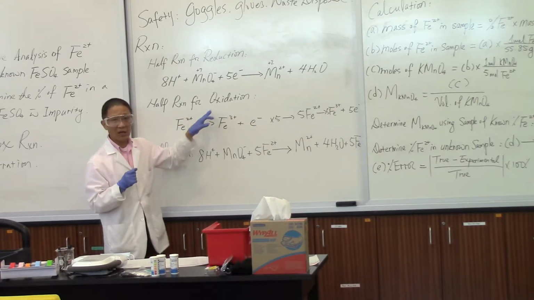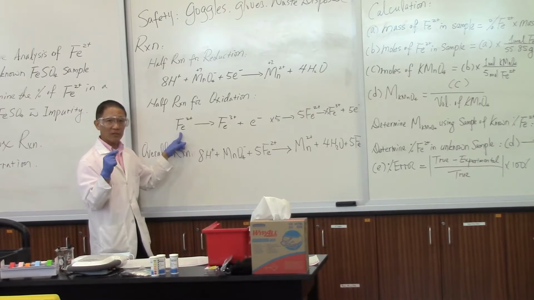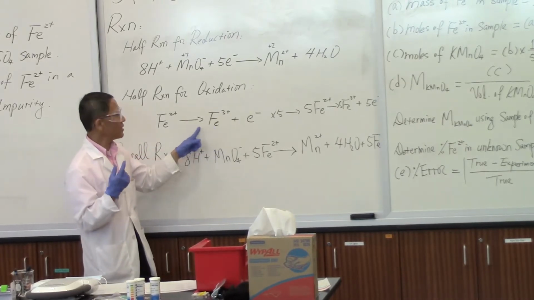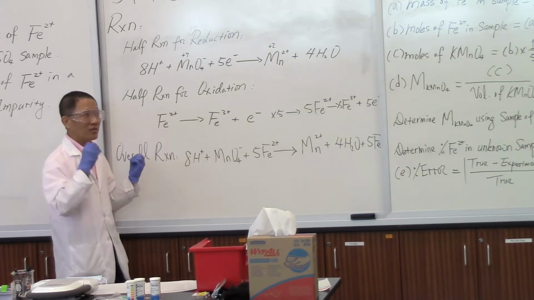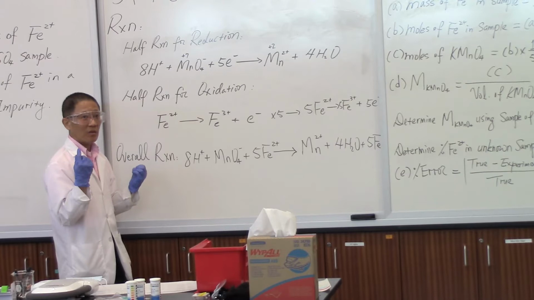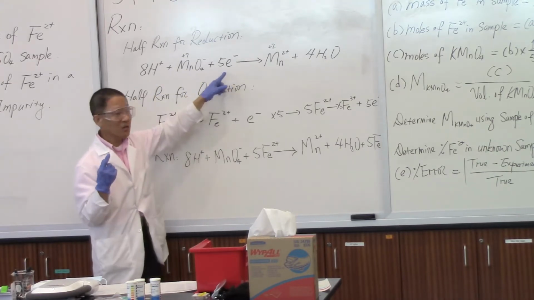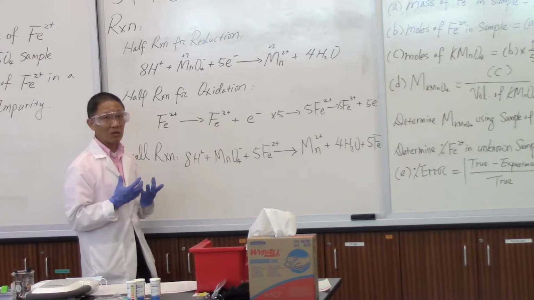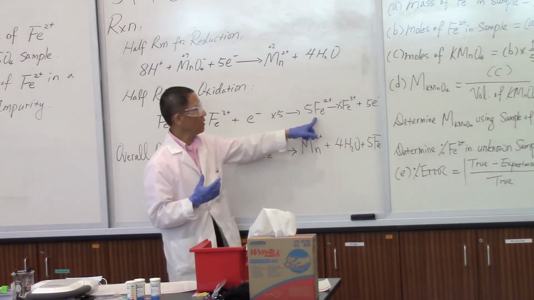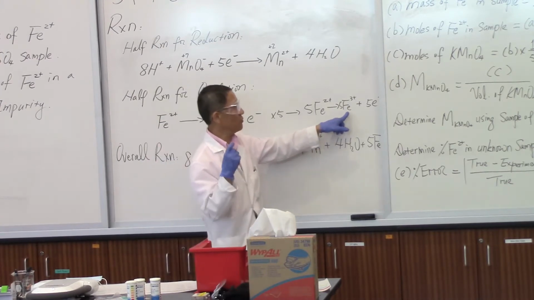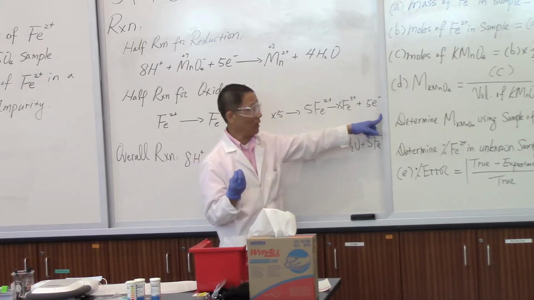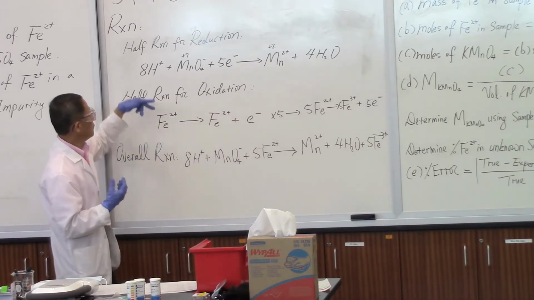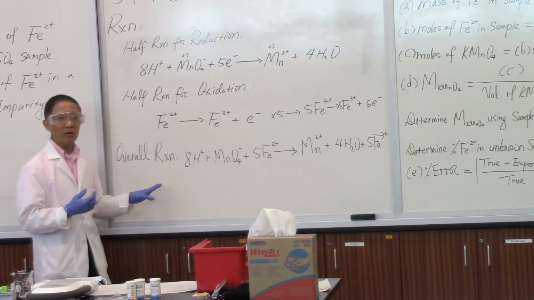Now, for the half reaction of the oxidation, we have Fe2+ in the given sample. Fe2+ is being oxidized into Fe3+. Each Fe2+ only gives out 1 electron. But the first half reaction needs 5 electrons, so we multiply everything by 5. Overall, 5 Fe2+ will be oxidized into 5 Fe3+, with 5 electrons being released, and those 5 electrons will be picked up by the other side of the reaction. If you put these two half reactions together, this is the overall redox reaction.